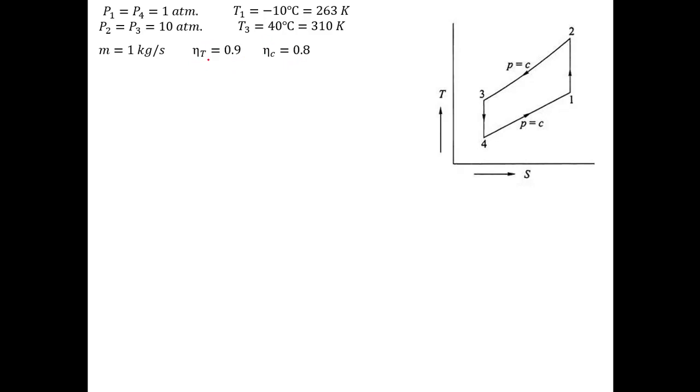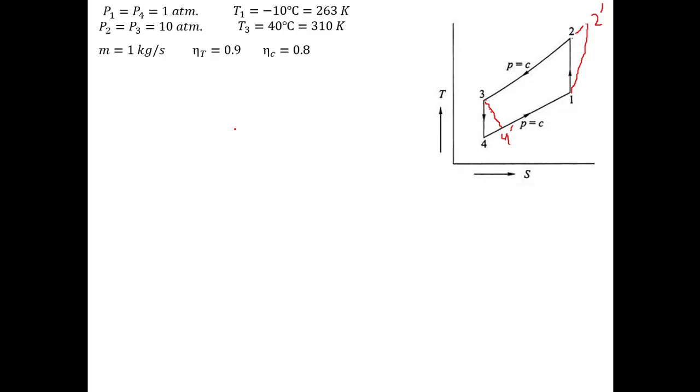So once these efficiencies are given, that means this expansion in the turbine is no more isentropic. So that's the actual one. So we have to consider the actual efficiency from here to here. Similarly for the compressor, we have to consider the actual compression. So let's say instead of 2, the actual is 2 dash. Similarly, this is 4 dash. Now these are the given values.